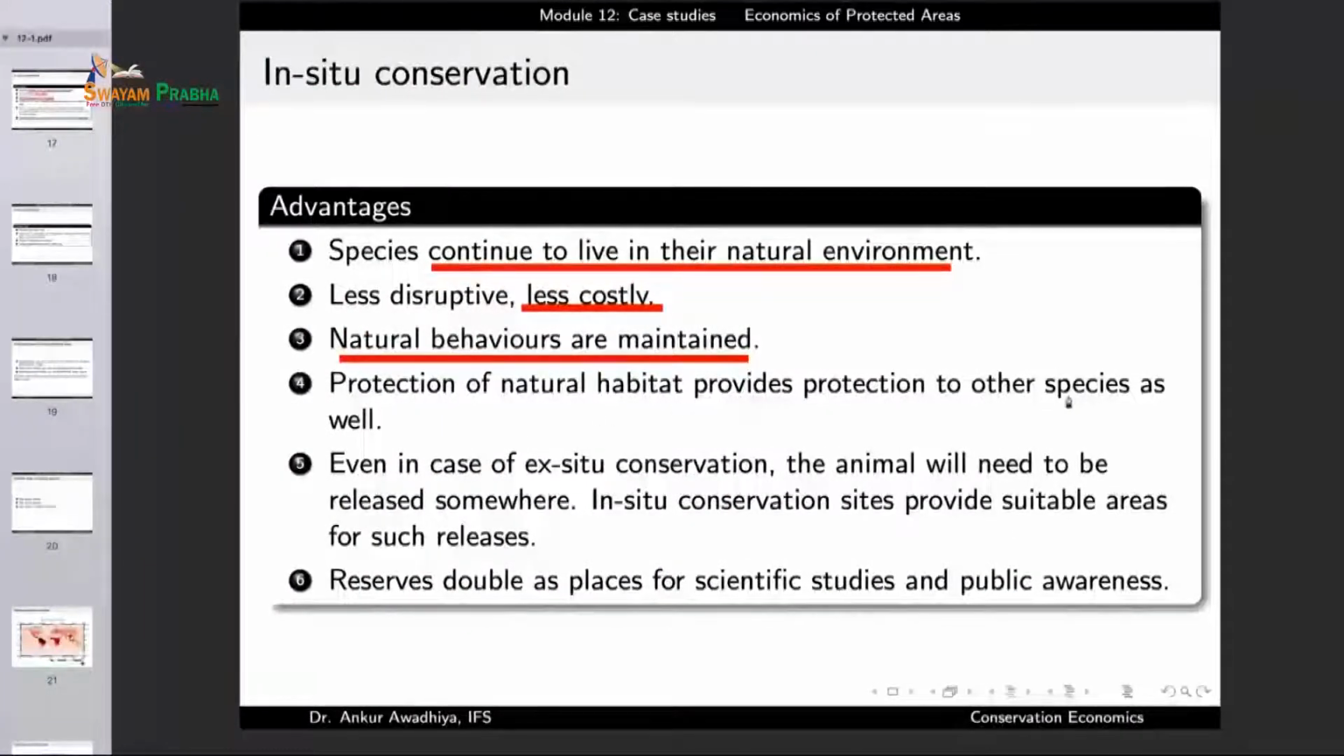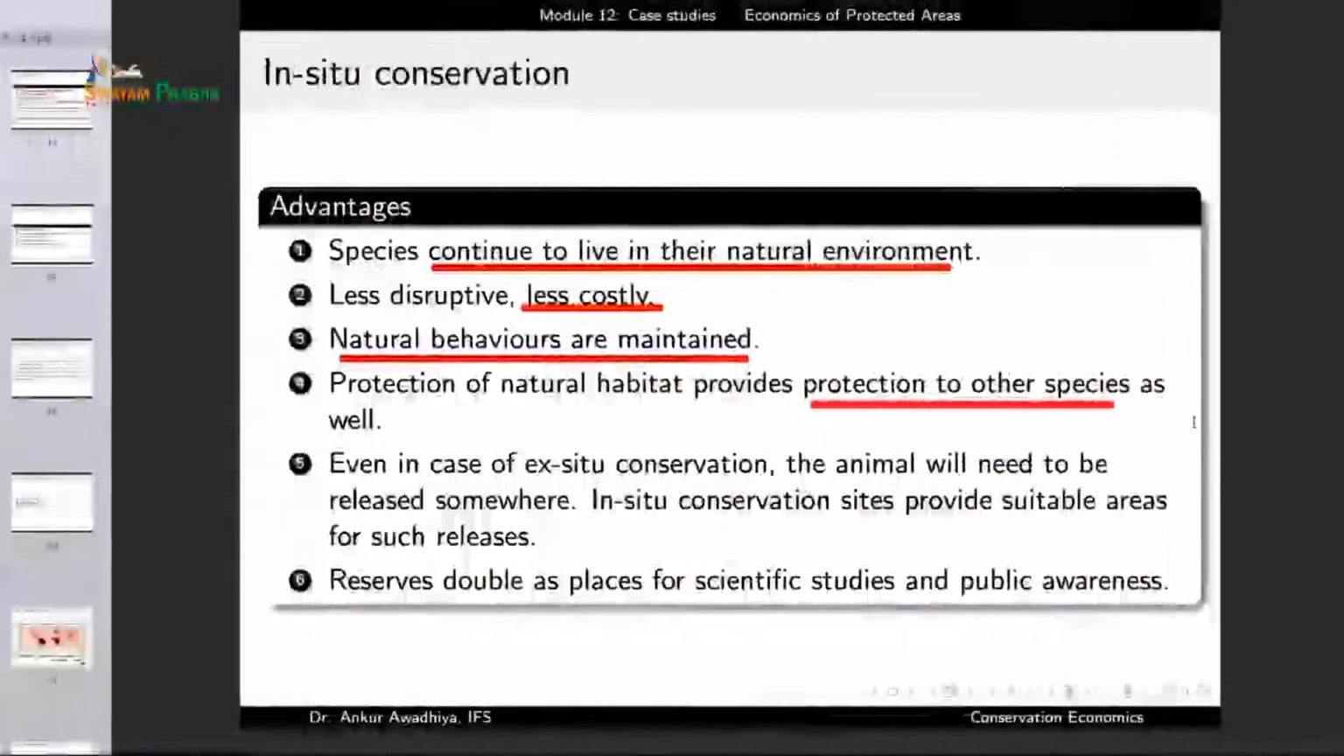Then protection of the natural habitat provides protection to other species as well. So if you are, say, trying to conserve tiger by creating a tiger reserve, then not only is the tiger protected, but also the other species that live in the forest, they also get protection automatically. Whereas if you were trying to conserve tigers using ex situ conservation facilities, you would have brought the tiger outside, you would have conserved the tiger, but when its habitat gets destroyed, then the other species will also be in a peril. And so, a distinctive advantage of in situ conservation is that it provides protection to other species as well.